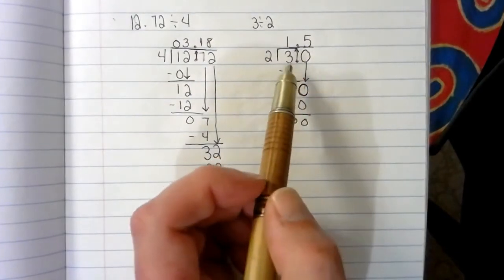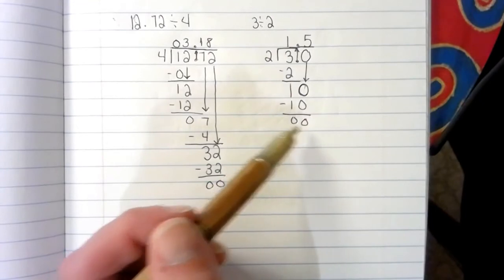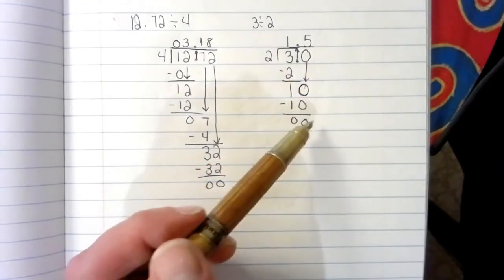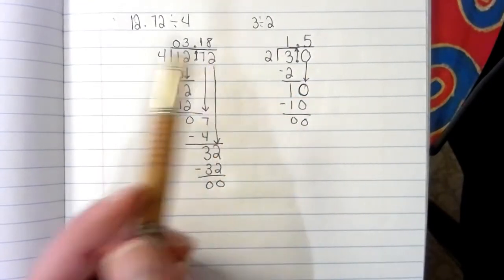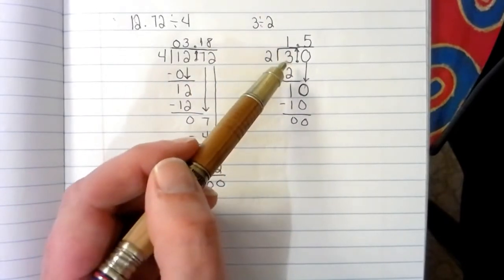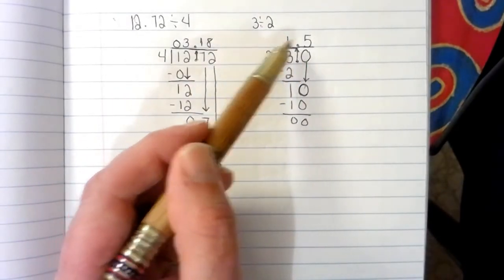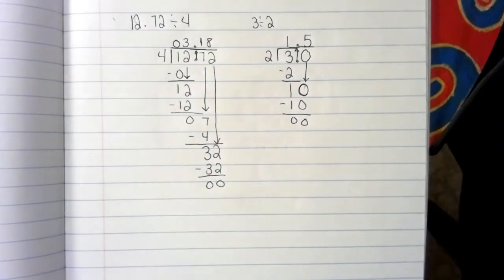You see, I know this is my answer because I have no more digits remaining, so I do not need to add any further zeros. Each digit in my dividend has a digit on top of it, so therefore I'm done. So let's take a look at another type of problem.